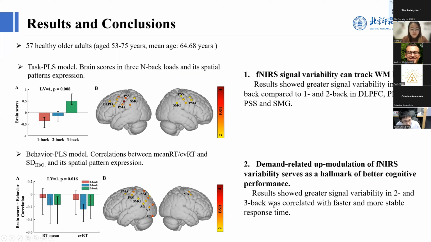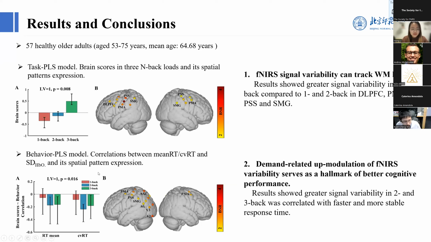Although these studies suggest that brain signal variability is relevant to both task effects and behavior performance, the results were inconsistent. Therefore, we conducted a fNIRS study in a 57 older adult sample. First, we explored the effect of varying M-bank loads on brain signal variability. Task PLS results showed greater SDHbO in 3-bank compared to 1 and 2-bank, mainly in DLPFC and sensory motor regions, which suggests that fNIRS signal variability can track working memory load.